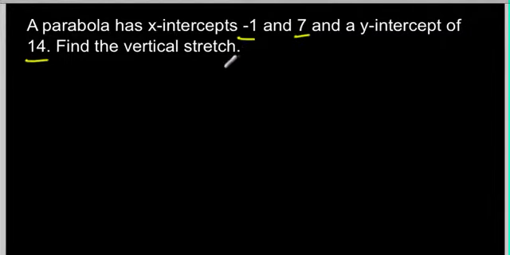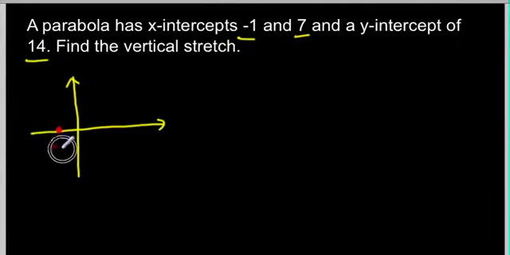Find the vertical stretch. A good idea, if you're confused and have no idea what they're talking about, is to just draw a quick sketch. So we have our y-axis and our x-axis, and we have an x-intercept of -1, another x-intercept of 7, and then we're given a y-intercept of 14, so that's basically 14.